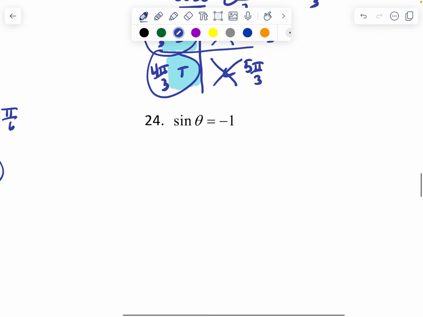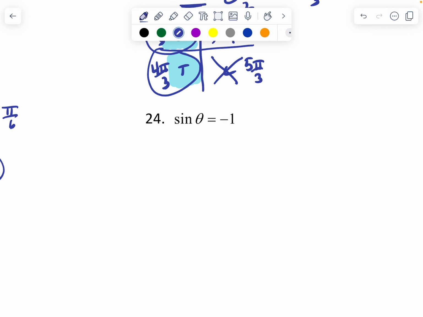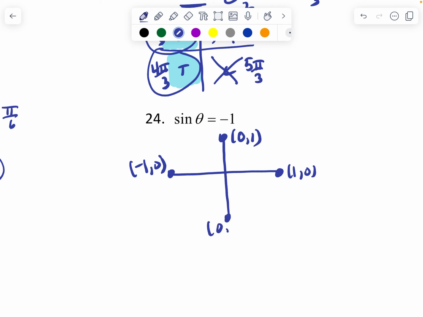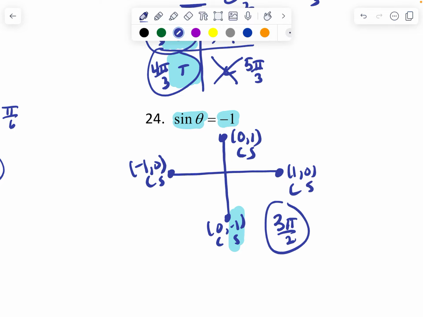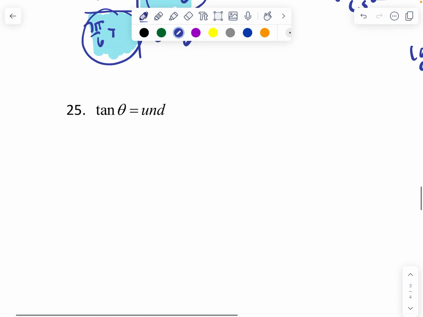And 24, where does sine equal negative 1? Hey, if you look at your chart, negative 1's nowhere on your chart. This means it has to be on an axis. So let's write those points out. This is 1, 0, 0, 1, negative 1, 0, 0, negative 1. This is your cosine, sine, cosine, sine, cosine, sine, cosine, sine. And here it's saying that they want sine to be negative 1. So I want to see where the sine equals negative 1. And that's only down here, which would be at 3 pi over 2. Okay? And then last but not least, where is tangent undefined?